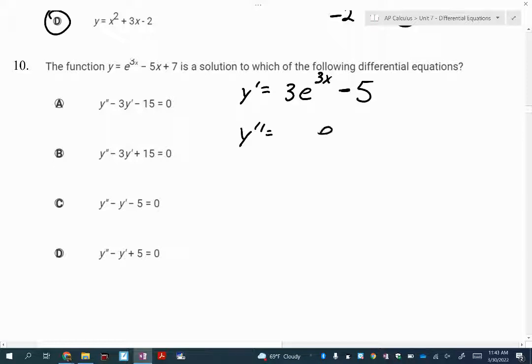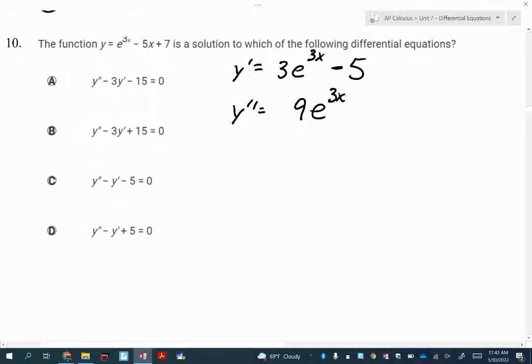Second derivative, copy down e to the 3x again. But then we need a derivative of 3x, which is 3. There's already a 3 there, so 3 times 3 gives you 9. Derivative of a constant is 0. All right, so let's plug this in. I'm just going to start with option A. If that works, great, I'm done. If not, I go to B, then C, then D.